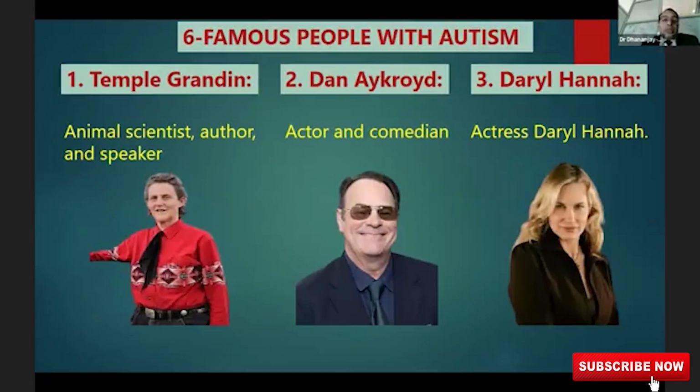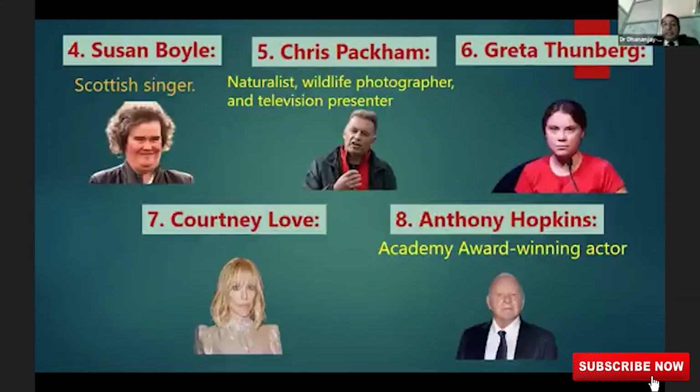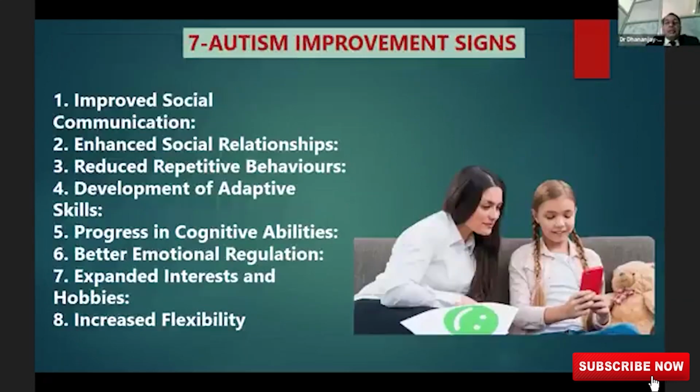Then some famous people with autism: Temple Grandin, animal scientist, author and speaker; Dan Aykroyd, Daryl Hannah, actress Susan Boyle, Chris Packham, Greta Thunberg. These are the achievers having autism. Some people are also saying that Einstein and Elon Musk also accepted that they have mild autism. Many people have autism, but you should not despair if your child is having autism.